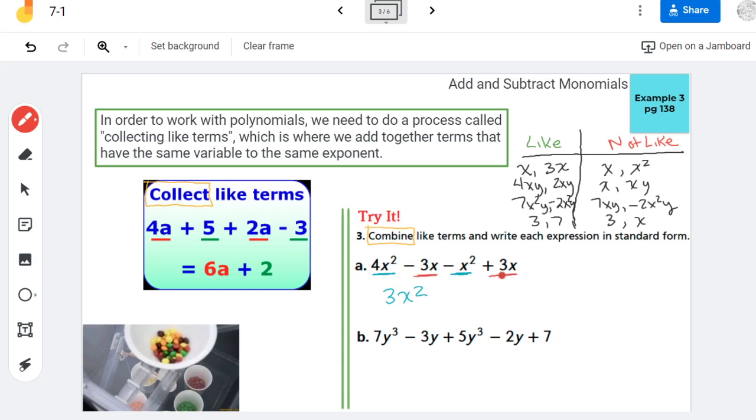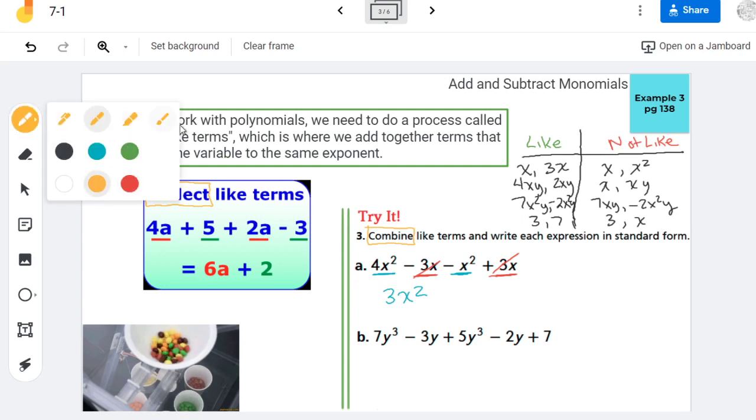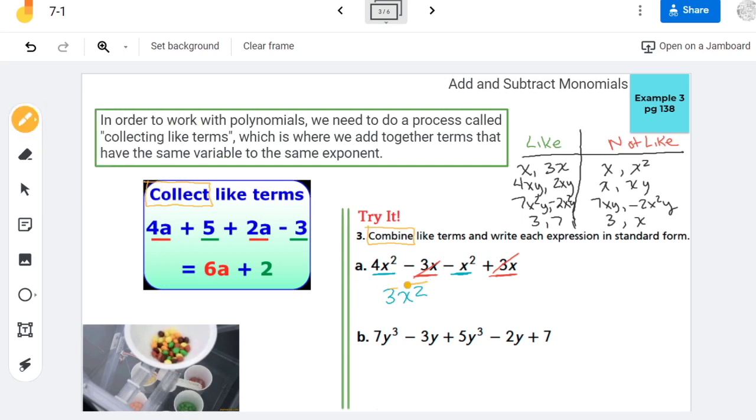My next set down, I have the linear term. I have negative 3x and a positive 3x, and those actually cancel each other out, because when you add and subtract the same term, they undo each other, don't they? Those are inverse operations. So my final answer is just 3x squared.